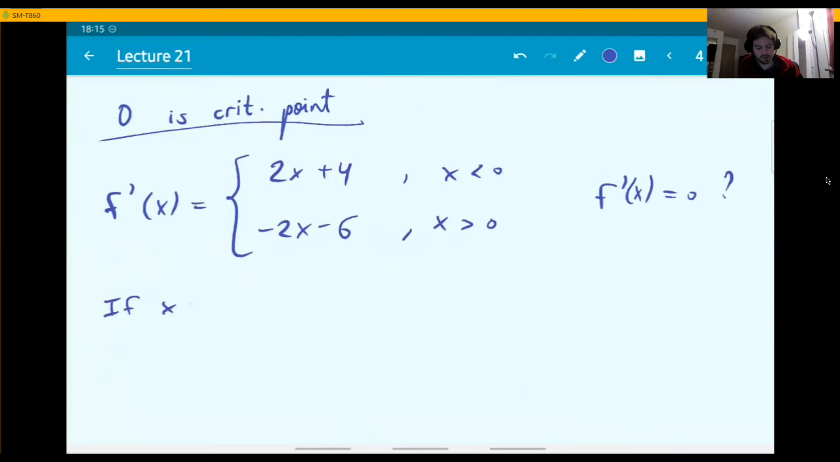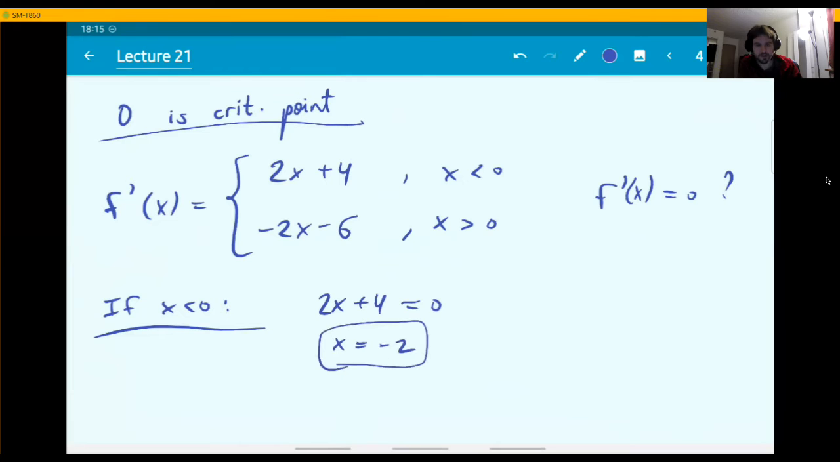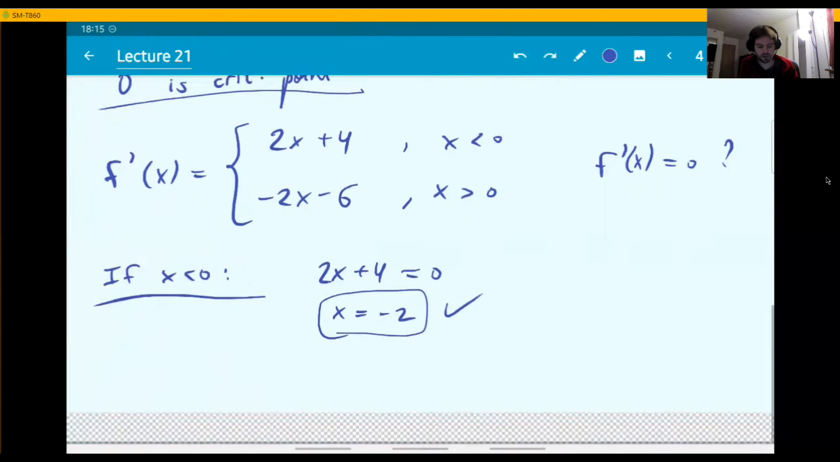If x is less than 0, then you're trying to solve the equation 2x plus 4 equals 0. x is equal to -2. This is a valid solution. This one really is a point that is less than 0. It is under the constraint that you have here. So this is a location where f prime is equal to 0.